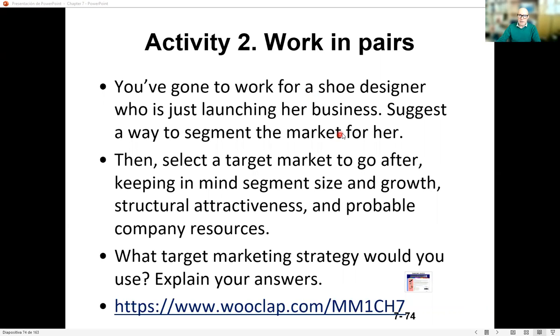So as an activity, which is optional, you might do this. Imagine that you are working for a shoe designer who has just started her business. So try to suggest a way to segment the market for this new shoe designer, and then select a target market to go after, keeping in mind all these criteria, like the segment size and growth, the structural attractiveness, and very special in this case, because it's a new small company, the company resources. Okay, and you can give your answers in Booklab.